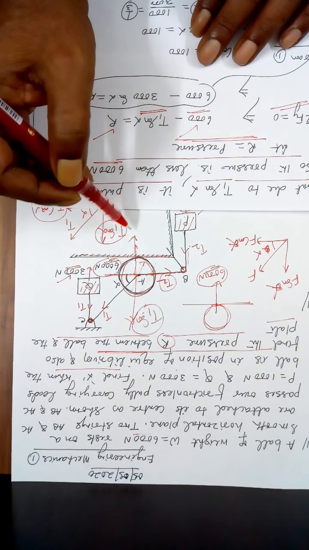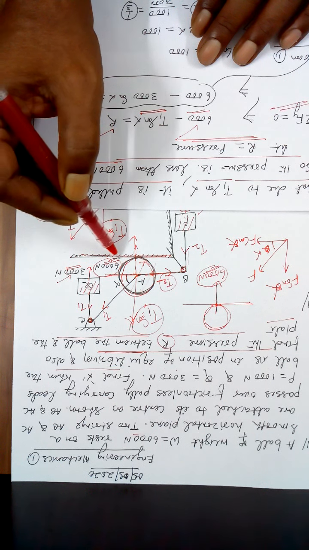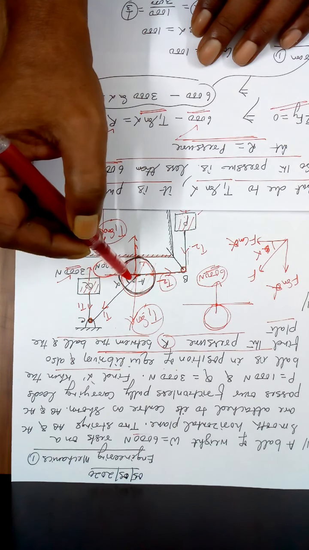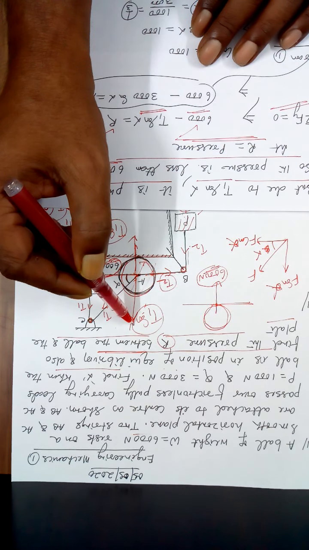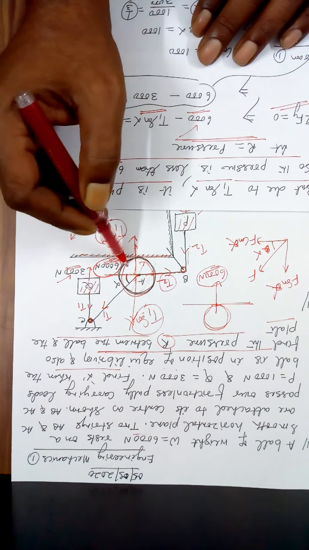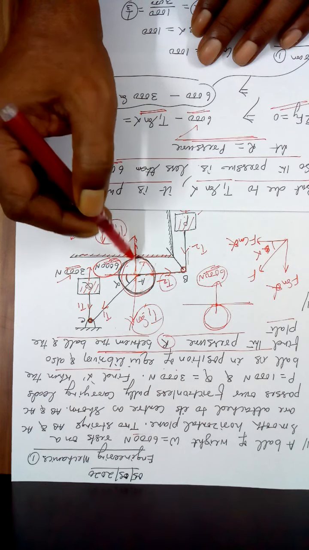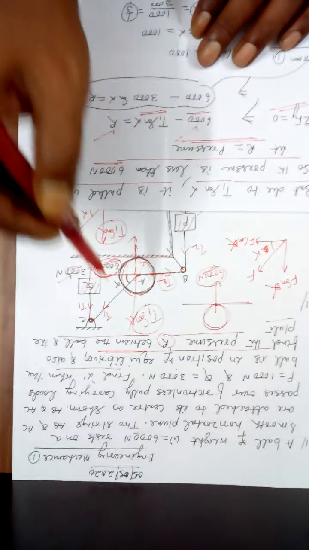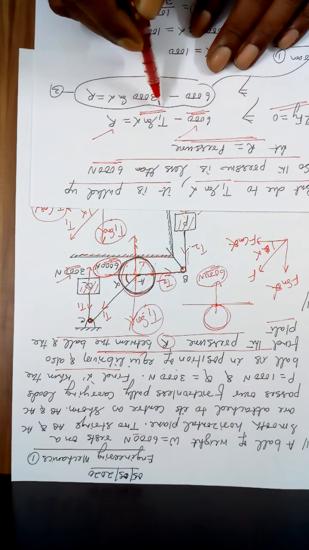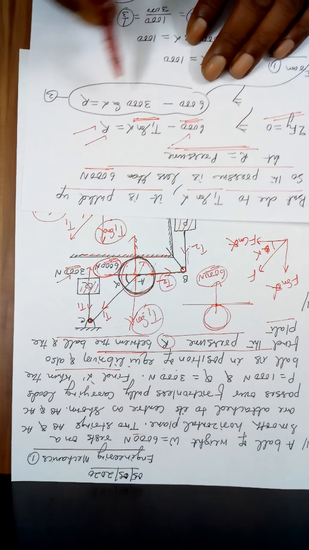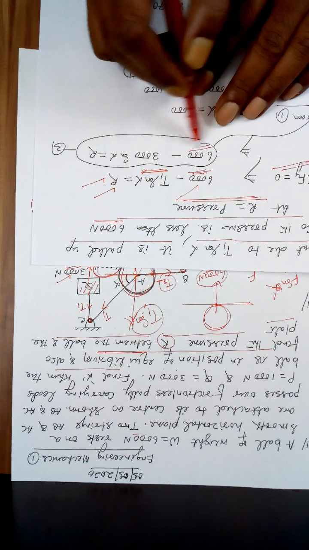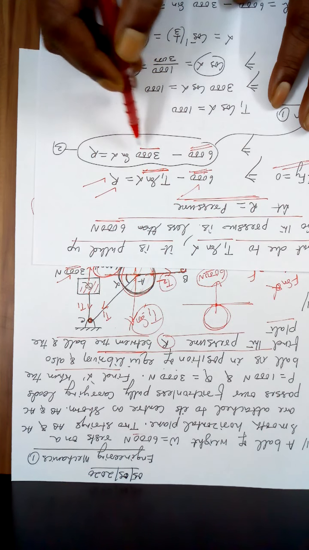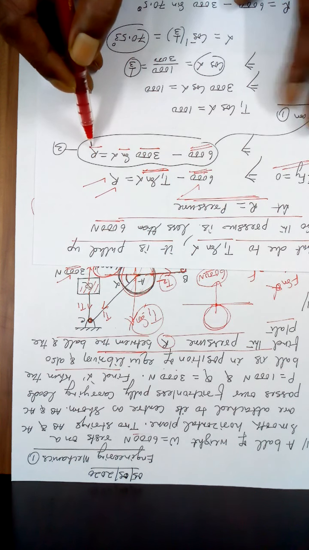Since it is applying some pressure, 6000 is the original weight, that is downward. Due to this, T1 sin alpha is acting upward. So the ball, instead of applying 6000, is applying a little less than that. And how much is that? 6000 minus T1 sin alpha is the pressure. So for 6000 I put 6000, T1 is given as 3000, sin alpha is equal to R.